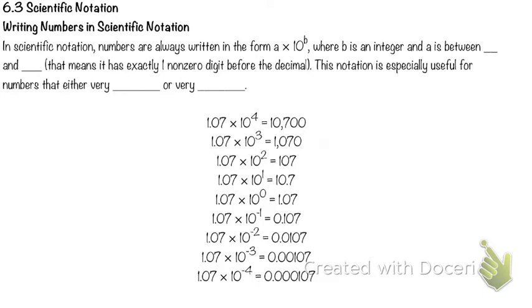It's written with an exponent. Okay, so it might be fitting that we're doing it this chapter with our exponents. So in scientific notation, numbers are always written in the form of a times 10 to the power of b. So you have a number times 10 to a certain power, where b is an integer and a is between 1 and 10. So that means there's exactly one non-zero digit before the decimal. This notation is especially useful for numbers that are either very small or very large, big, ginormous.